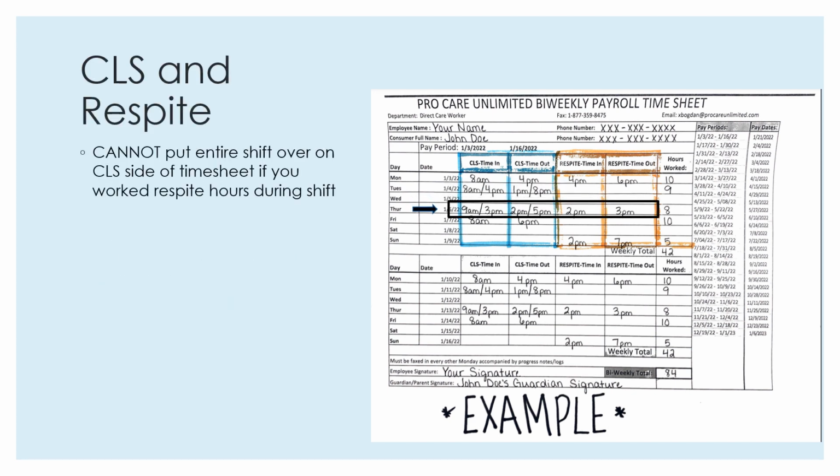If you are working with a client that has both CLS and respite, sometimes in the same day you will work both CLS and respite. If you work 9 a.m. to 5 p.m. and work respite during that shift from 2 p.m. to 3 p.m., you cannot put 9 a.m. to 5 p.m. on only the CLS side, which is the left side, on the timesheet. Here is how you document it correctly.